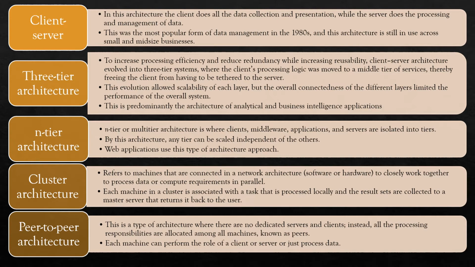The next one, we have cluster architecture, which refers to machines that are connected in a network architecture. Network architecture is software or hardware working closely together to process data or compute requirements in parallel. Okay, before this we have the N-tier, which works in web applications. The cluster architecture is related to machines that are connected through software or hardware. Each machine in a cluster is associated with a task that is processed locally, and the result sets are collected to a master server that returns it back to the user.